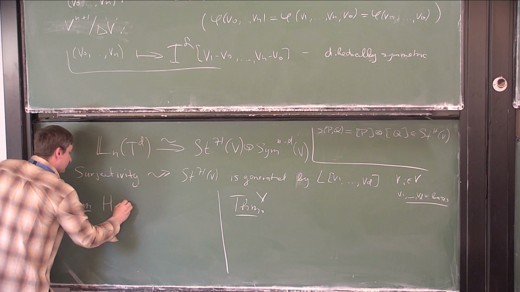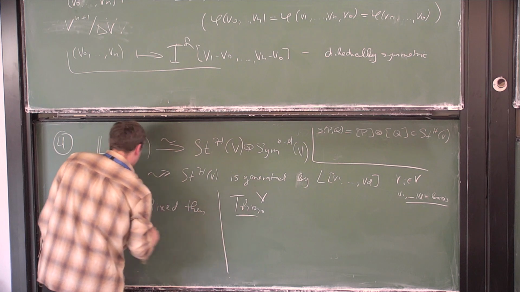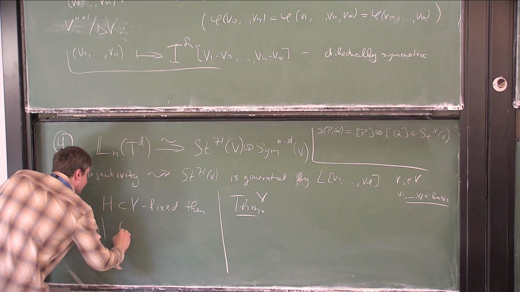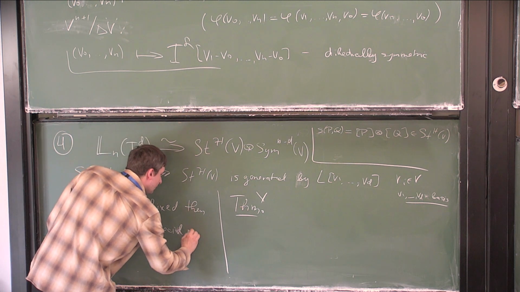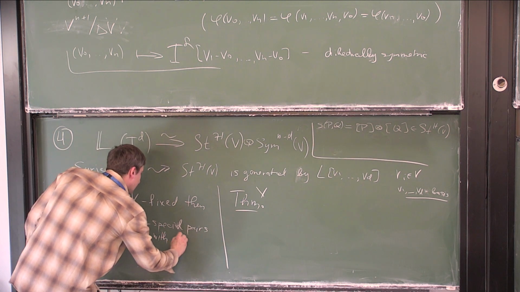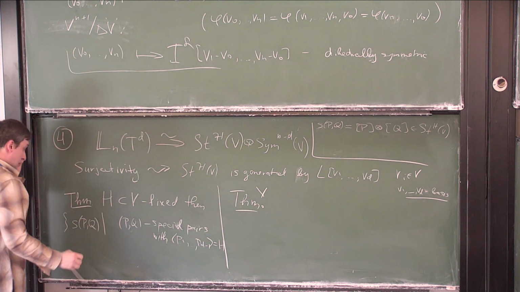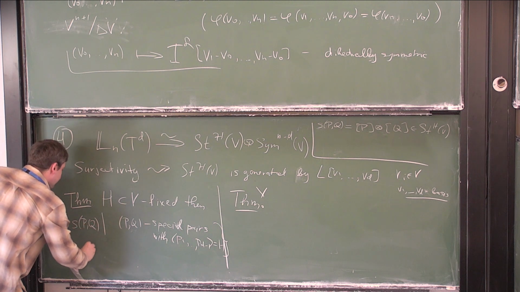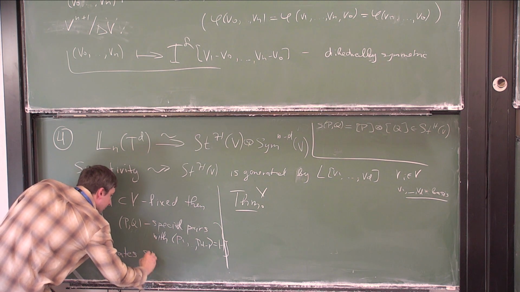The theorem tells you that if you fix a hyperplane H, then S of PQ, as PQ runs over special pairs with the additional property that P1, ..., P_{d-1} span the hyperplane H, this set of elements in the Steinberg H module is a generating set. So it generates Steinberg H as a vector space.